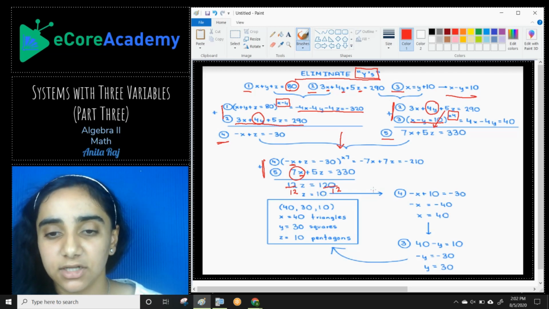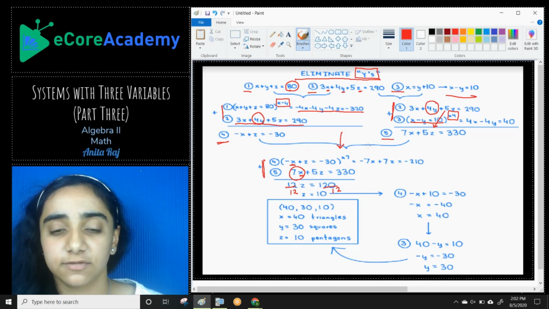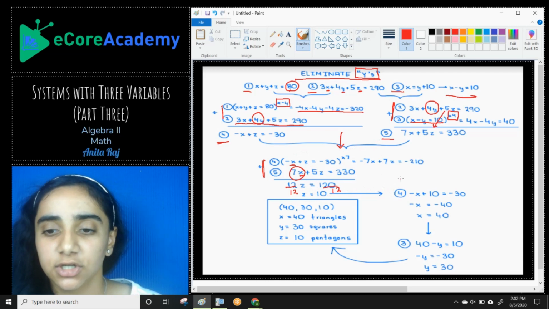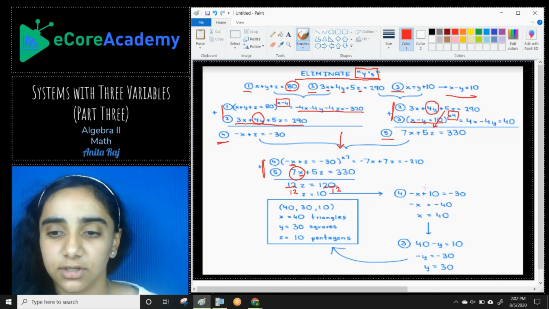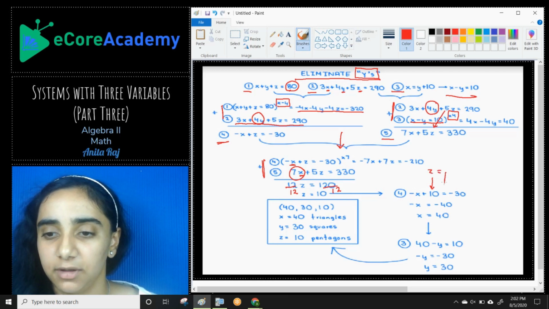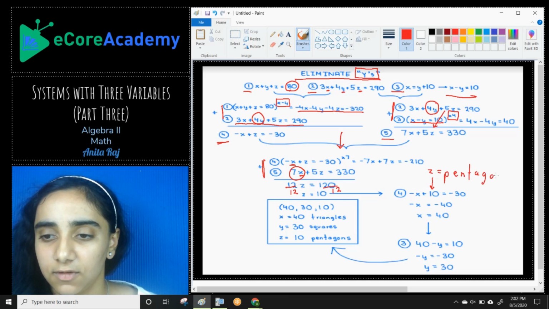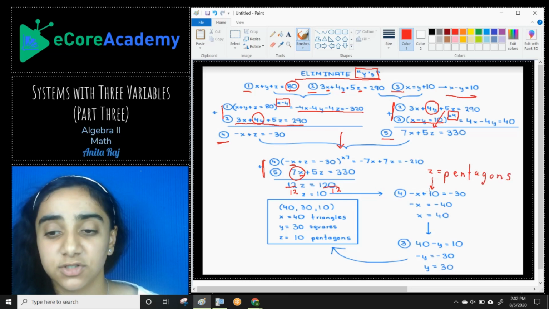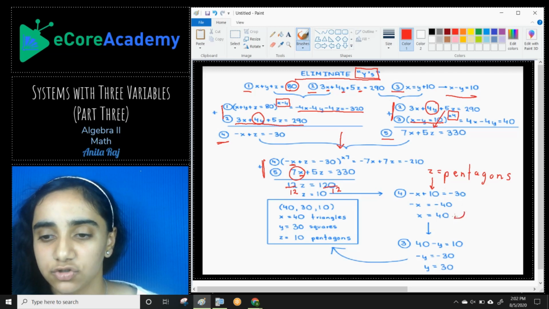We want to plug this into either the fourth or fifth equation to find what x is. X is our triangles, and I decided to plug it into the fourth equation. So I just took the fourth equation and substituted. Remember, this is z, this is our pentagons. I'm just going to write that above it. Pentagons. And then we substitute that in, and negative x plus 10 equals negative 30. Negative x equals negative 40 because we subtract 10 from both sides. X equals 40. So this would be our triangles. So now we found our triangles.